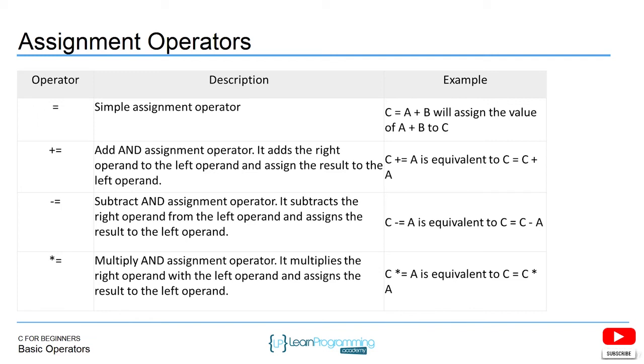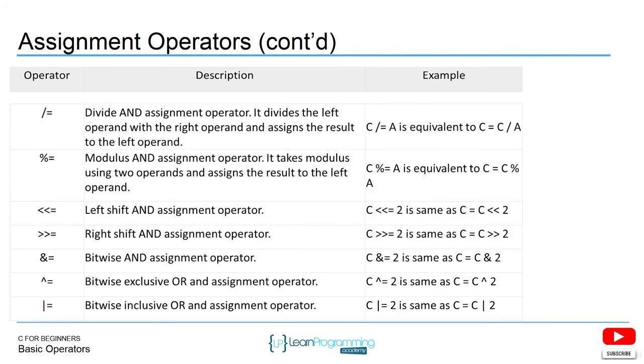And then multiply is the same thing, star equals, multiply and assign. So C star equals A is equivalent to C equals C times A. It's pretty straightforward, I think. The other assignment operators are similar, except you're using division. So division equals is divide and then assign. Percent equals is do the modulus and then assign the result. So those are pretty straightforward.